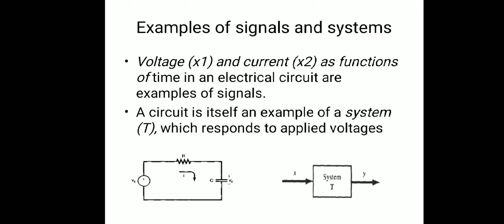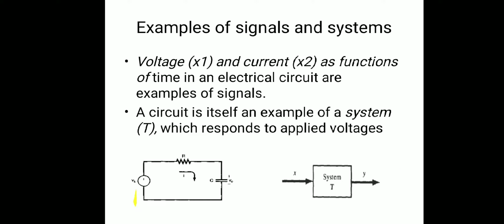The very first one is related to current and voltage. x1 and x2 are considered as voltage and current respectively, as functions of time in an electrical circuit. This is an electrical signal, and this is a generalized signal. A system, a block, this is a single block, and x indicates an input and y indicates an output. That means a system consists of an interconnection of blocks, and input and output.